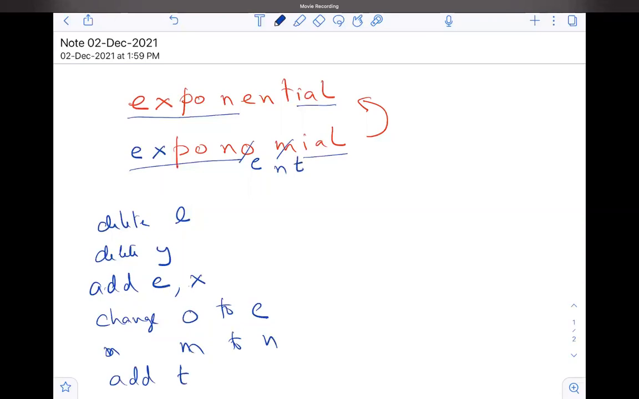So how many operations have I done? One, two, three, four, five, six, seven. So in these 7 operations, I have converted polynomial to exponential. This is one form of editing that I could have done. I am allowed to add, delete, and change.